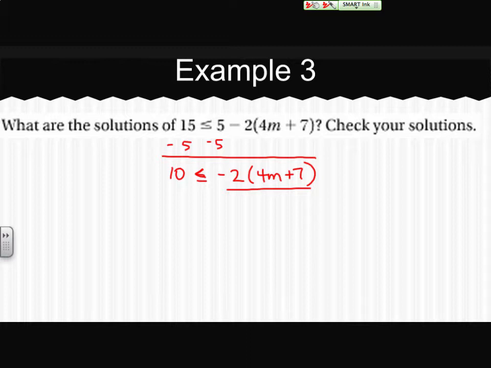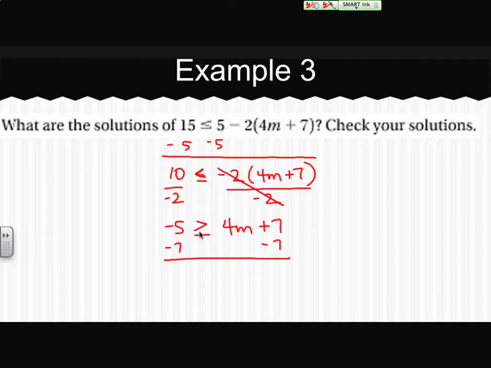So I'm going to divide everything by negative 2. Now when I divide by a negative, it's going to flip this sign. So I'm going to have negative 5 is greater than or equal to 4m plus 7. The only reason I divide by the negative 2 first is because I like working with smaller numbers whenever possible. So I'm going to subtract 7 from both sides, and I get negative 12 is greater than or equal to 4m. And now I can divide both sides by 4. Since I'm dividing by a positive 4, the sign doesn't flip, so I have negative 3 is greater than or equal to m.